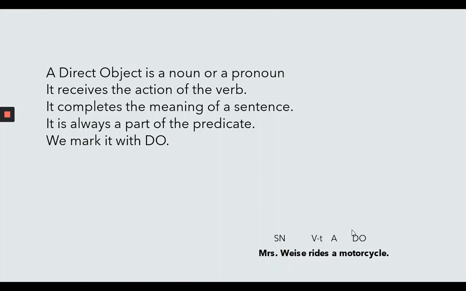So let's review. A direct object is a noun or a pronoun. It receives the action of the verb. It completes the meaning of a sentence. It's always a part of the predicate, and we mark it with a DO. For example, Mrs. Wise rides a motorcycle. Mrs. Wise is the subject noun. Rides is our verb. Rides what? A motorcycle. Motorcycle is a direct object. So I need to go back and mark my verb with a lowercase t. And I have an article adjective in there that I mark with a capital A.